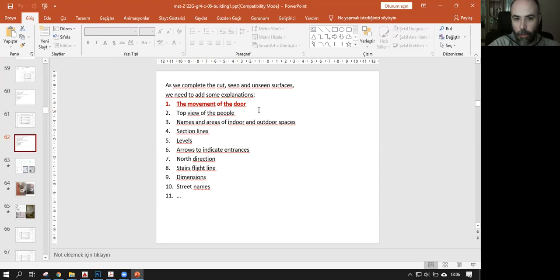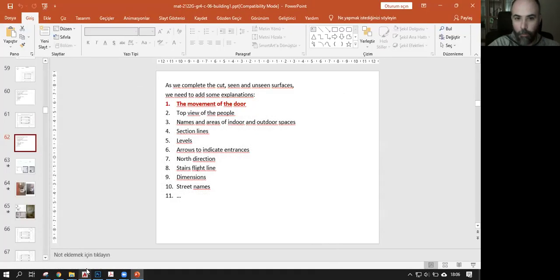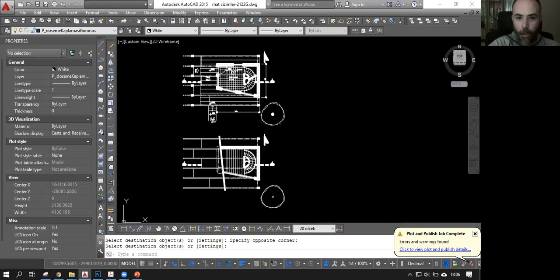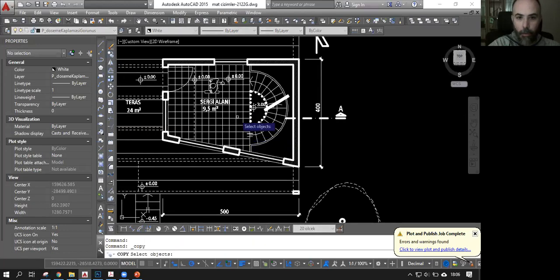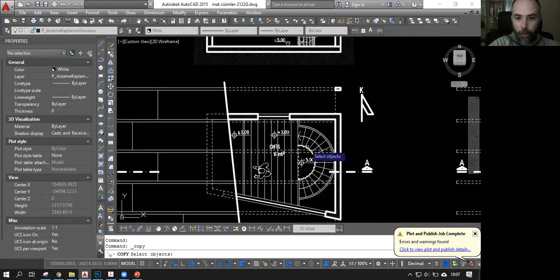explanations. There are no doors on this floor, so we don't need to indicate the movement of the door. However, we can place a person, the top view of a person here, and it can be someone like this.